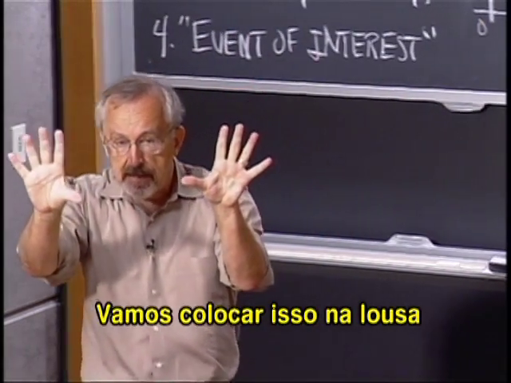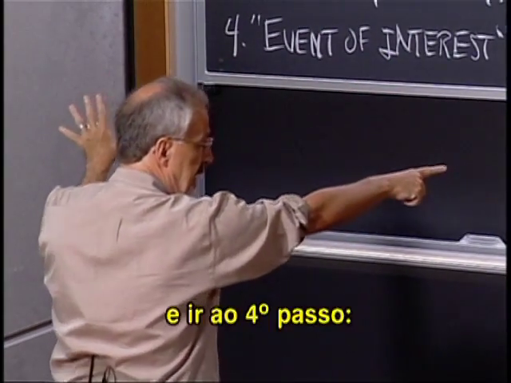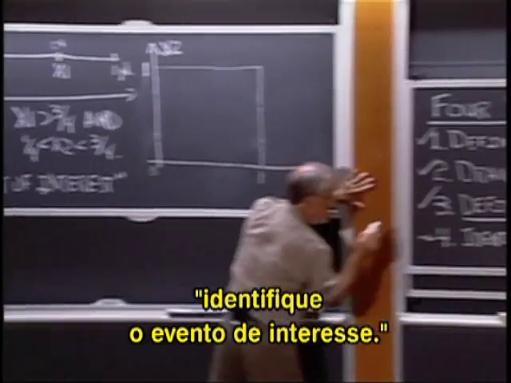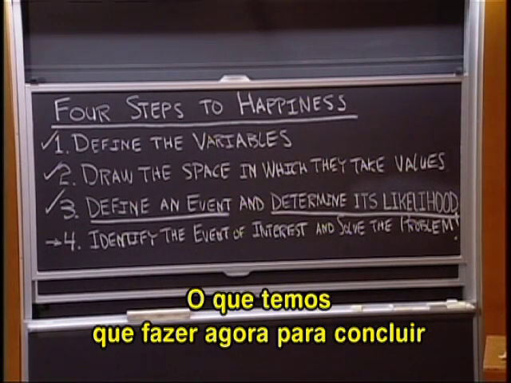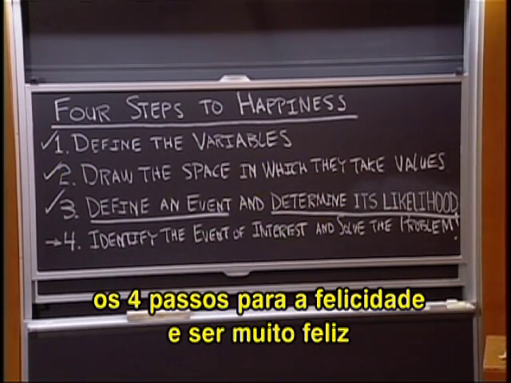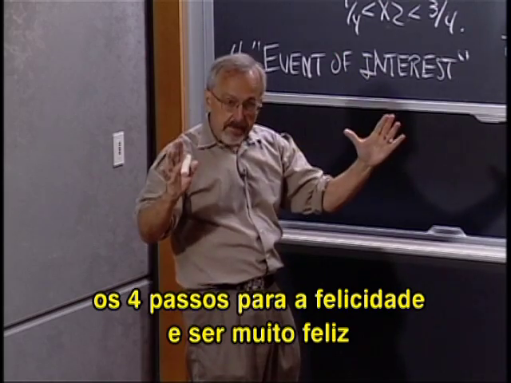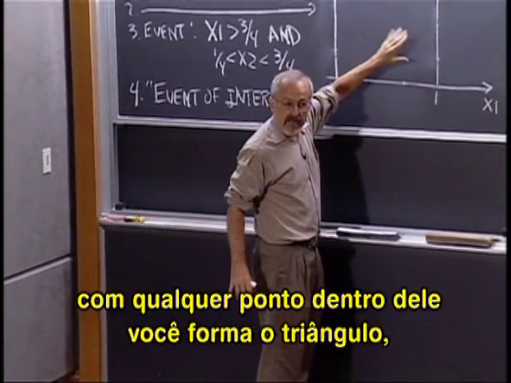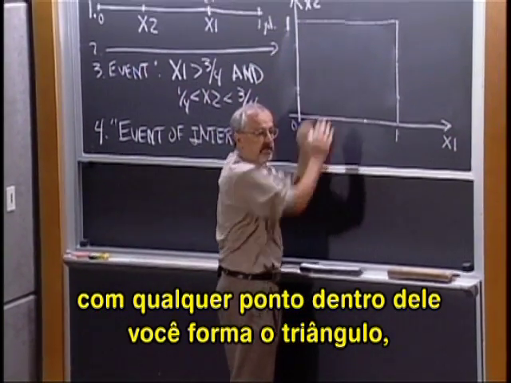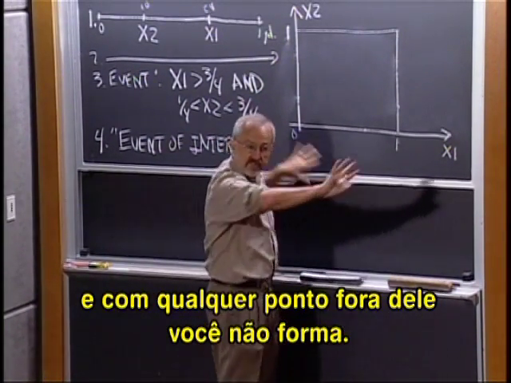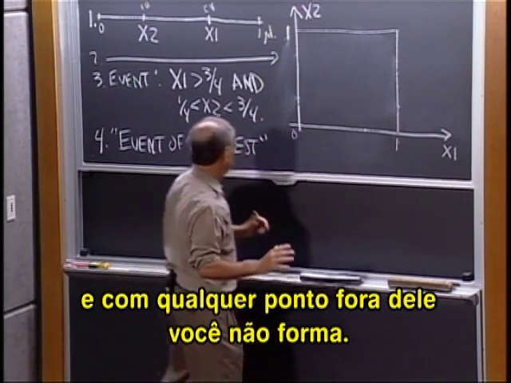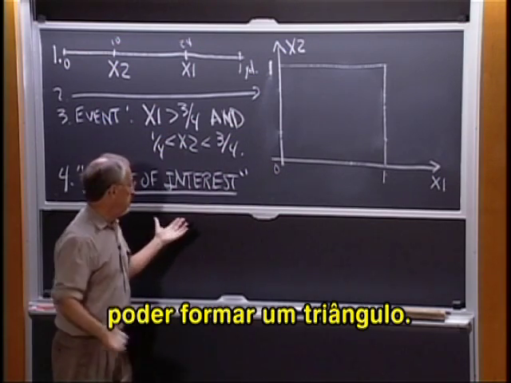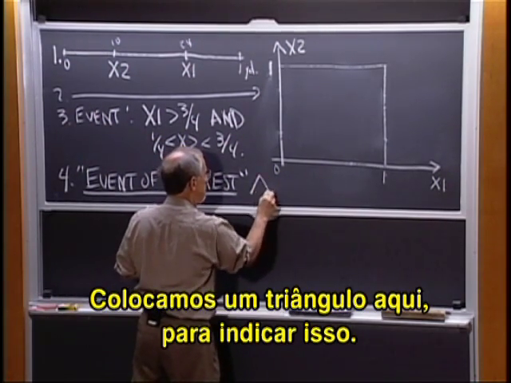So now let's put that onto the blackboard and look at step number 4 here. Identify the event of interest. And basically what we have to do now in concluding this 4 steps to happiness to be really, really happy is we have to put a picture on this space. And inside this picture, any point means you can form a triangle. Outside the picture, any point means you can't form a triangle. So now we're looking at the event of interest being able to form a triangle. Maybe we put a big triangle there to indicate this.